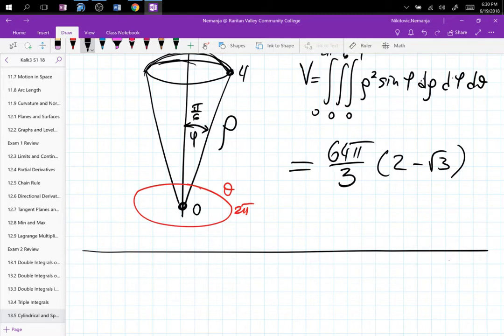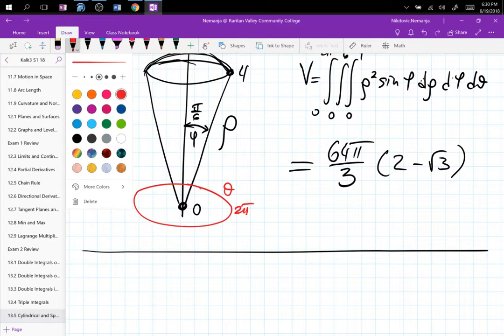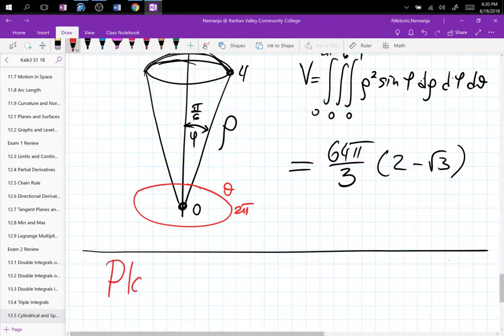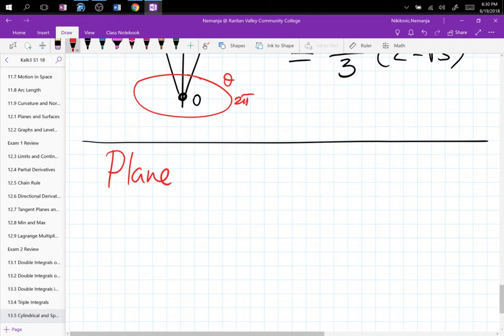Wait, isn't that the same thing we just did? Just at different limits. It's the same equation. Is it the same equation for every shape? No. Look at what I'm writing now.